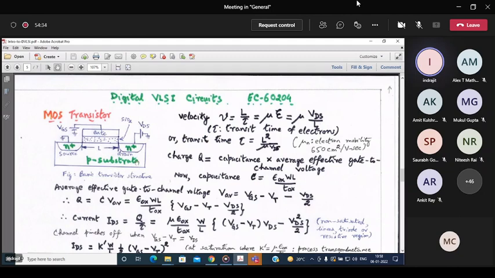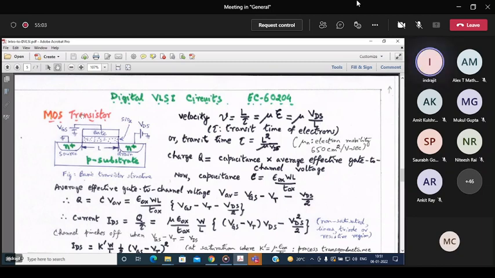So if this is 10 to the power 16 or 10 to the power 17 ions per cubic centimeter, here you have got say 10 to the power 20, even 10 to the power 21. So that's why it's called N plus. And L is the channel length. Between gate and the substrate, you have got the oxide or insulator, silicon dioxide, normally. And the gate is biased with respect to source, and substrate and source are shorted.